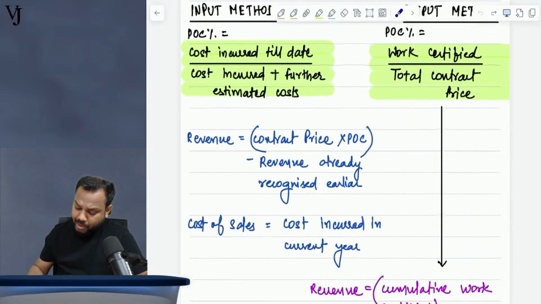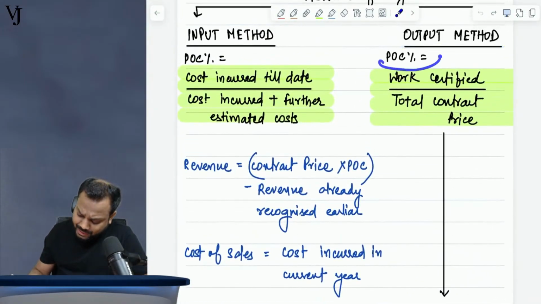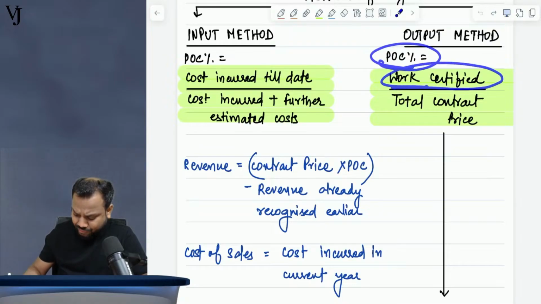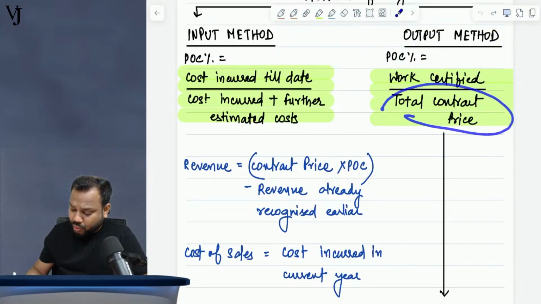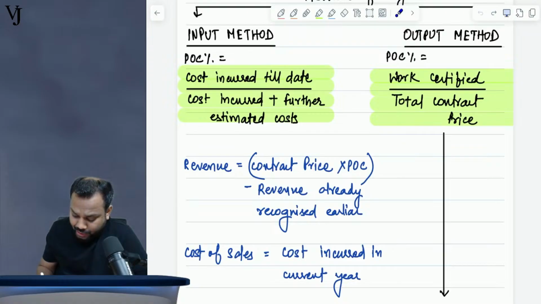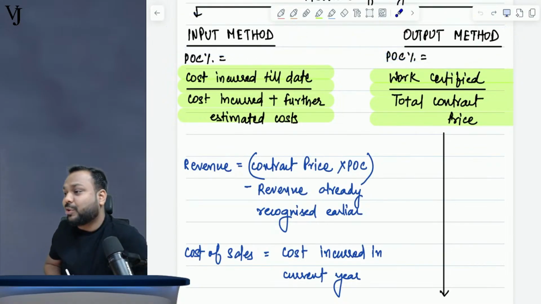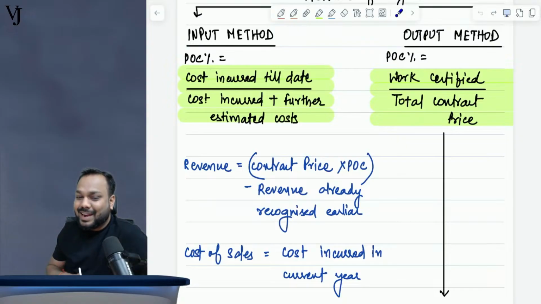Okay, now coming to the output method. Percentage completion will be work certified till date divided by the total contract price. You might be wondering, sir, in the exam, how will we identify whether it will be the input method or the output method? Srushti also asked how to identify it in the exam.